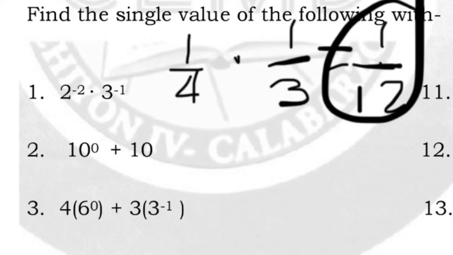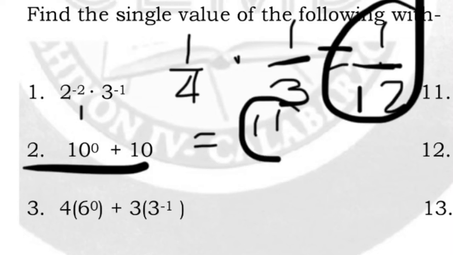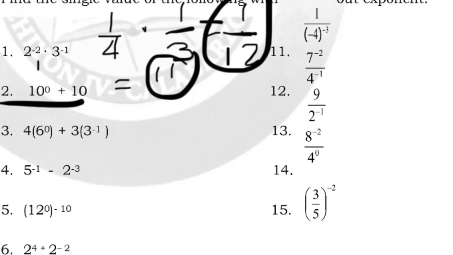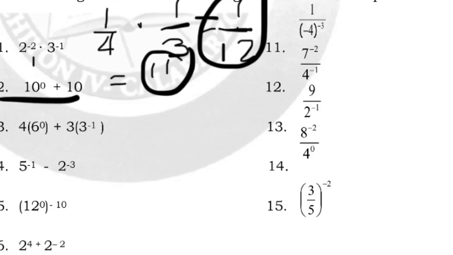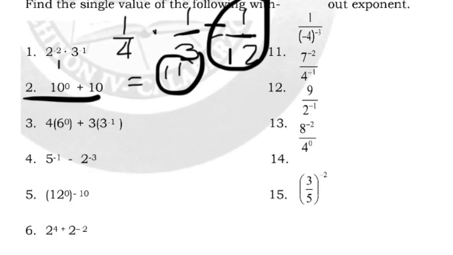Then for number 2, 10 to the power of 0 is 1. So 1 plus 10, this is equal to 11. Okay, so just do the same for numbers 3 to number 15.